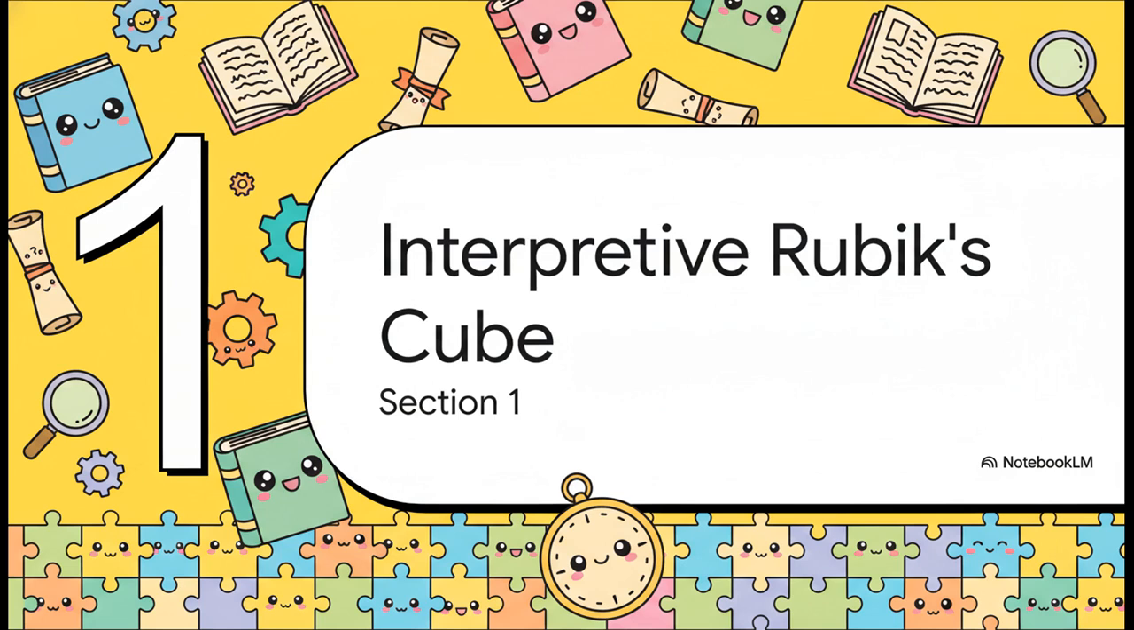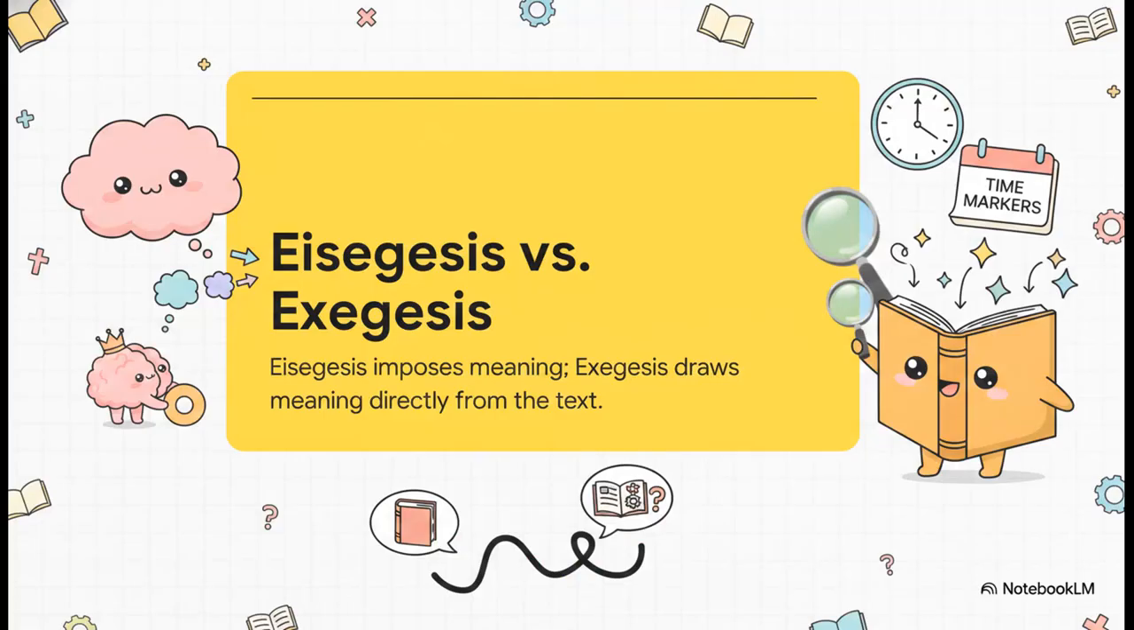And listen, this isn't just about splitting academic hairs here. This gets right down to the absolute core of how we read and understand historical texts. It really all boils down to two concepts: eisegesis versus exegesis. Eisegesis is when you impose your own meaning onto the text, right? While exegesis is when you draw the meaning directly out of it.